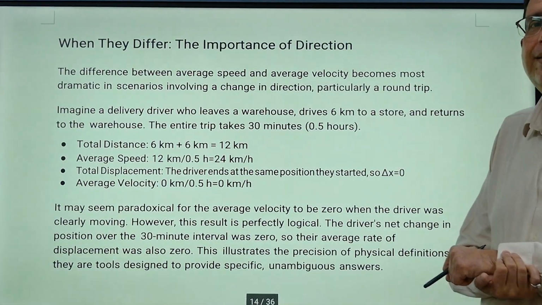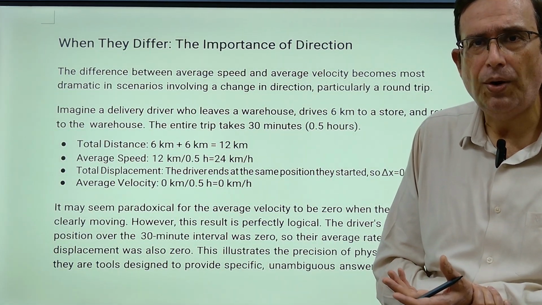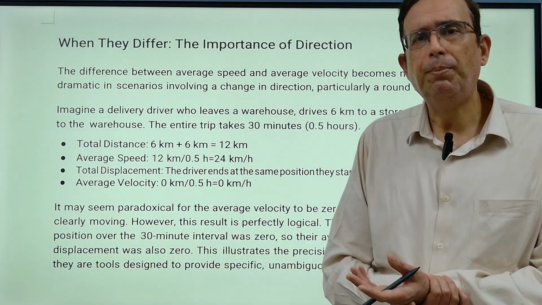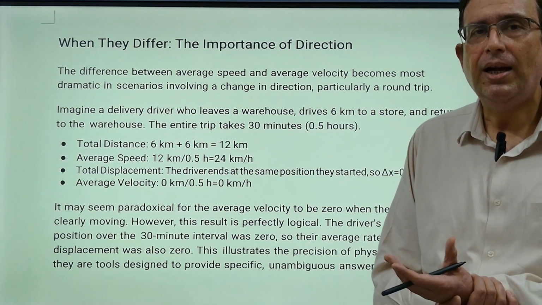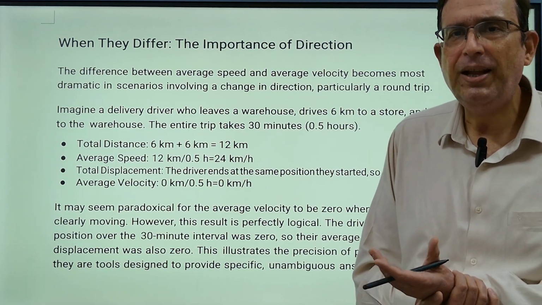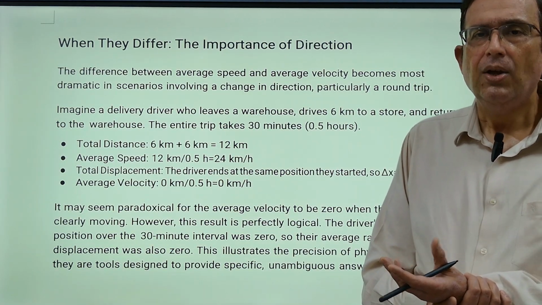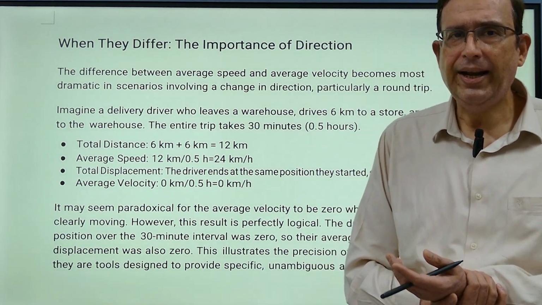So the difference is basically in terms of direction. The average speed is a scalar quantity and it does not depend upon the direction, whereas average velocity is a vector quantity because the displacement itself is a vector quantity. So the displacement has a sign in one dimension, either positive or negative.